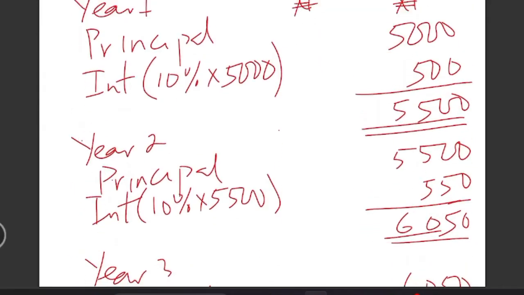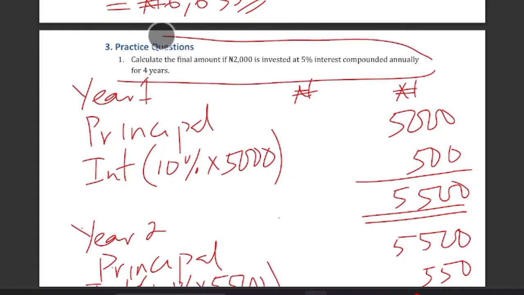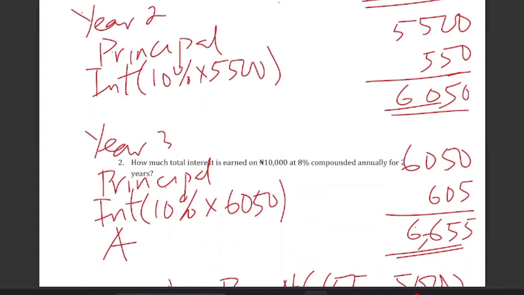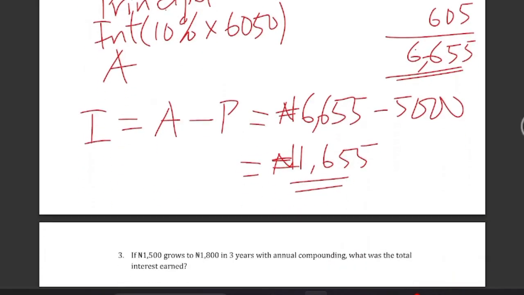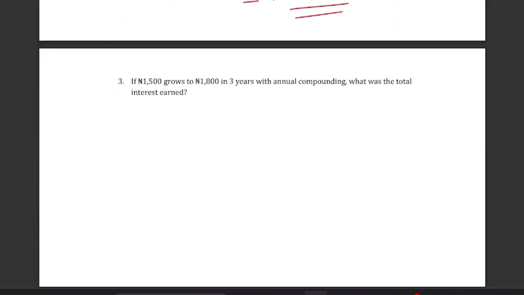So you can practice, and I have practice questions here. Look at this question now. Question 1, practice question I have there. The question is calculate the final amount. So when you use the formula, you are not going to subtract the principal from it anymore. That will be the final answer. The second one, how much total interest is earned on 10,000 naira at 8% compounded annually for 2 years. So this one is compound interest. You are looking for interest. The third one is not compounded. The third one is, what was the total interest earned?